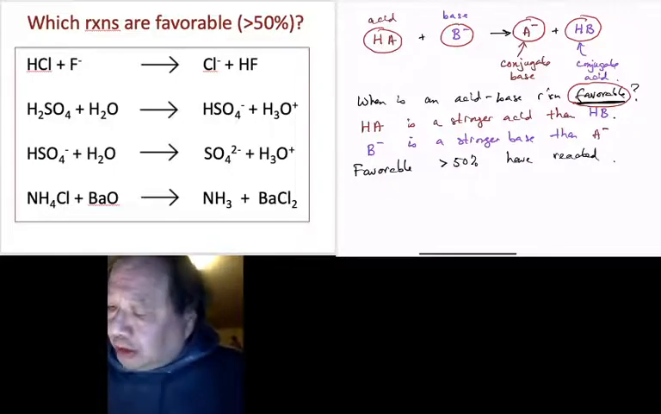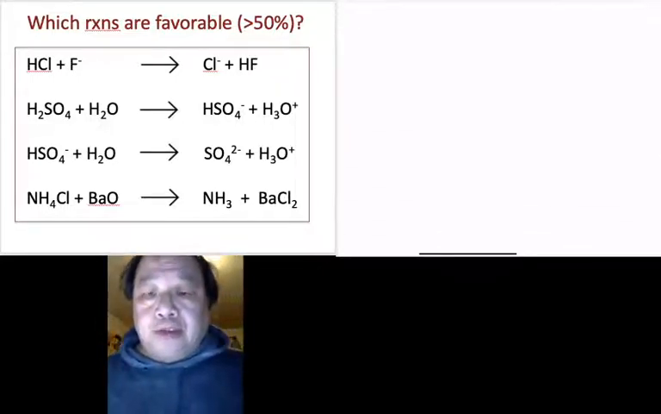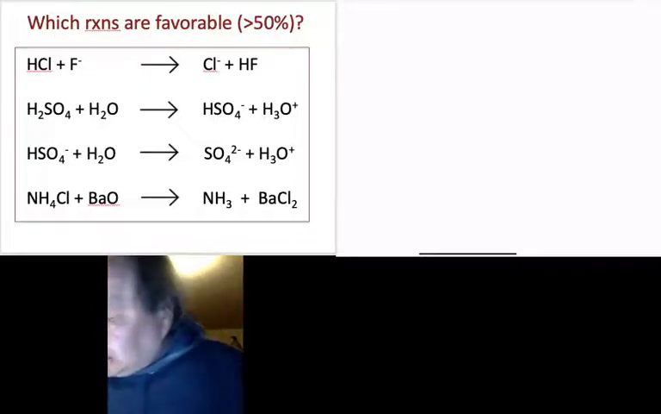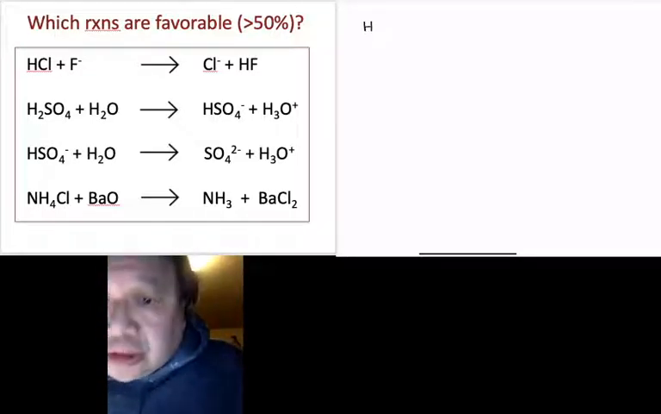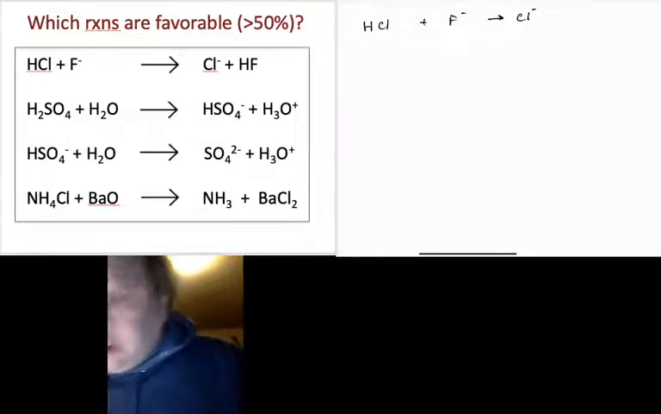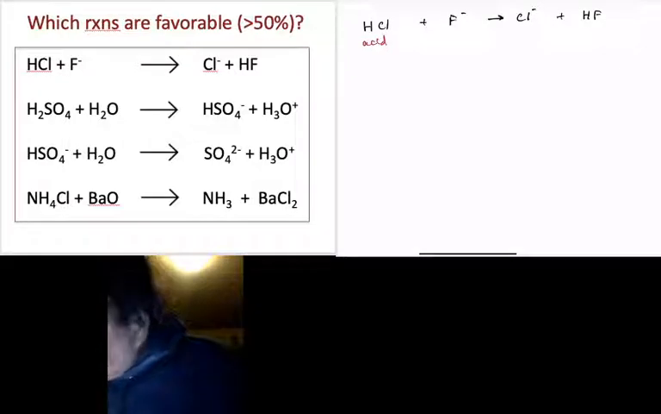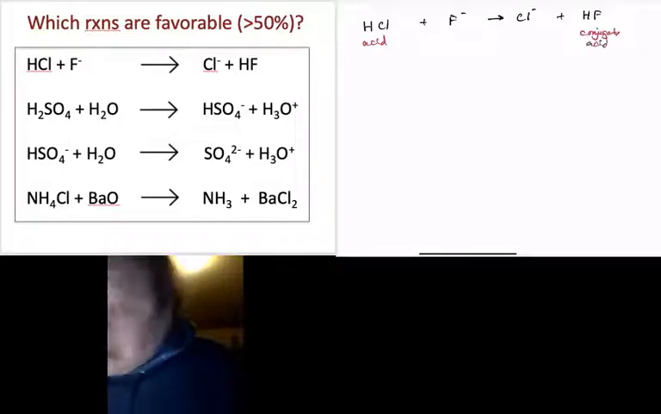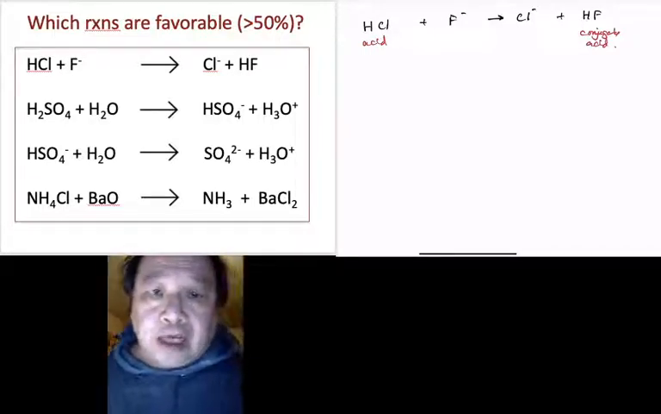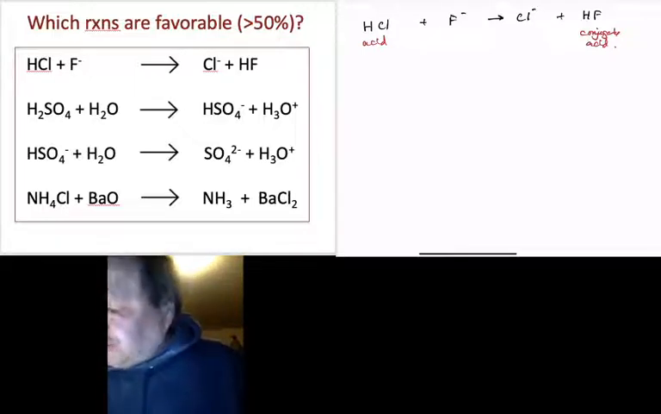Good. So now let's use what we know about strong acids, strong bases, conjugate acids, conjugate bases, and we can look at the first problem. HCl plus F minus going to Cl minus plus HF. This is the acid, and HF is the conjugate acid. And is this reaction favorable? Put it in chat. And the answer is yes, it's favorable.